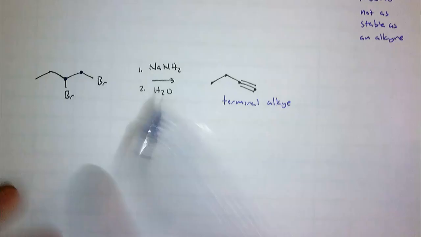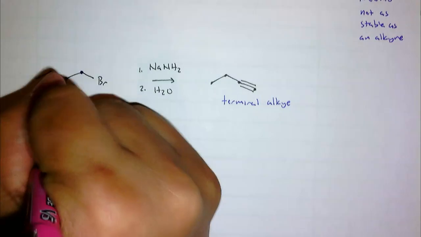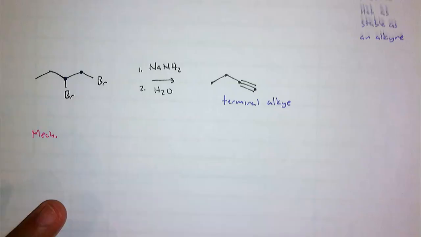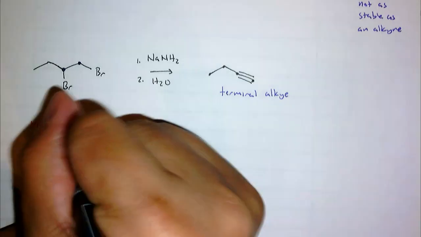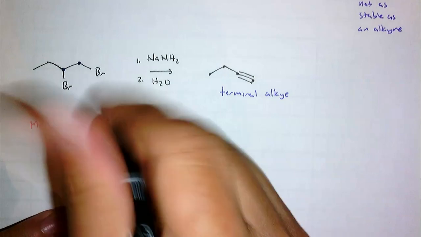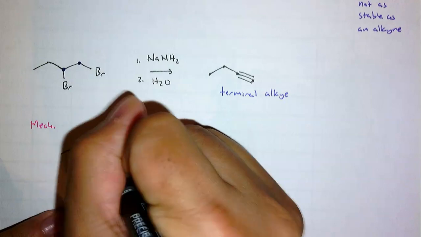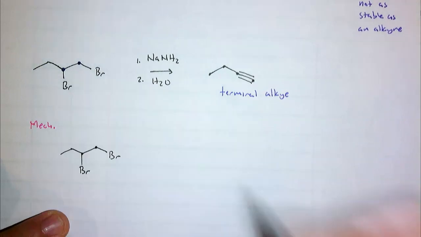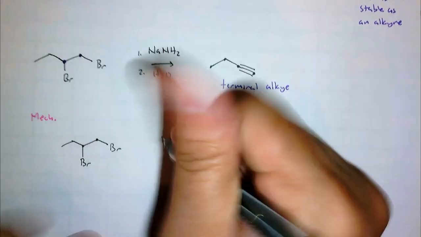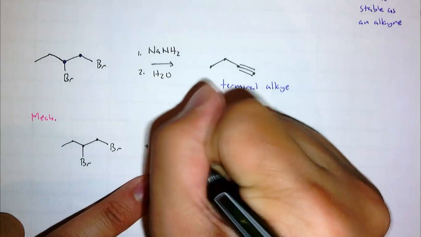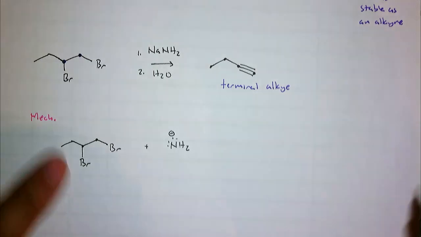Okay, let me draw the mechanism for this, and I'm going to explain why we're going to need this water step. It's a little bit subtle, and this is one of those videos where you do want to watch it a second or a third time. Now, in my mind, it doesn't matter which bromine you remove first. Okay, it doesn't matter. Let me draw my base, my strong base, and I'm going to remove.